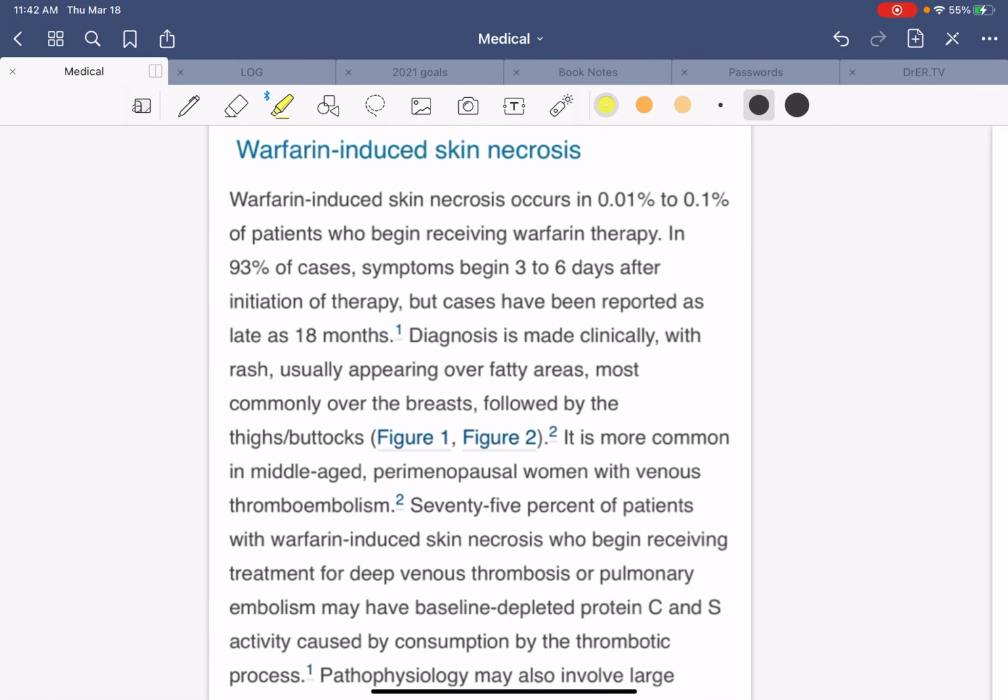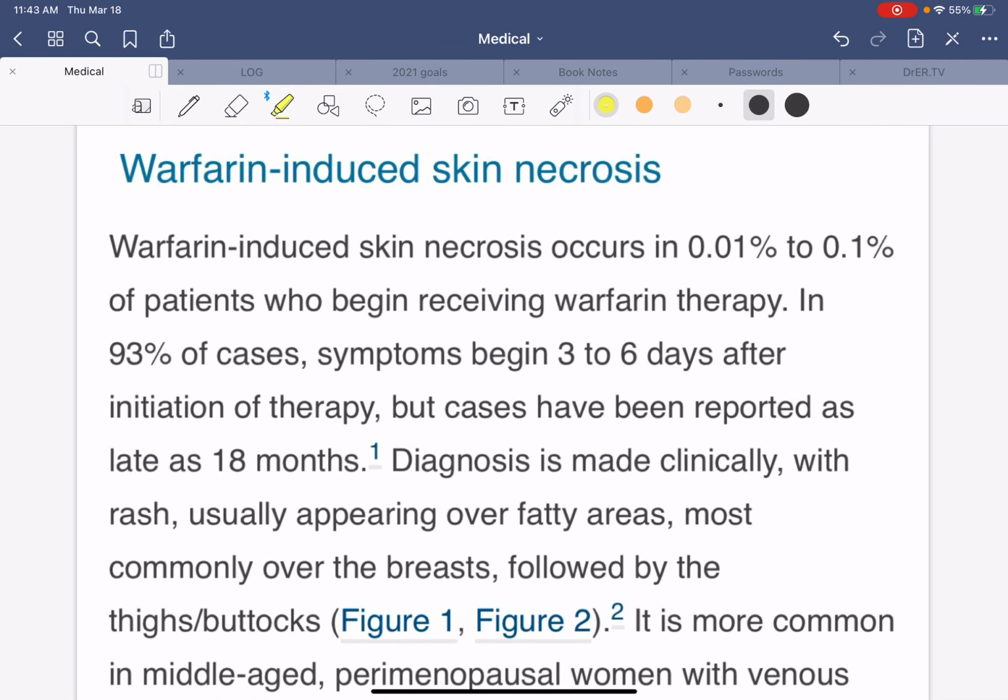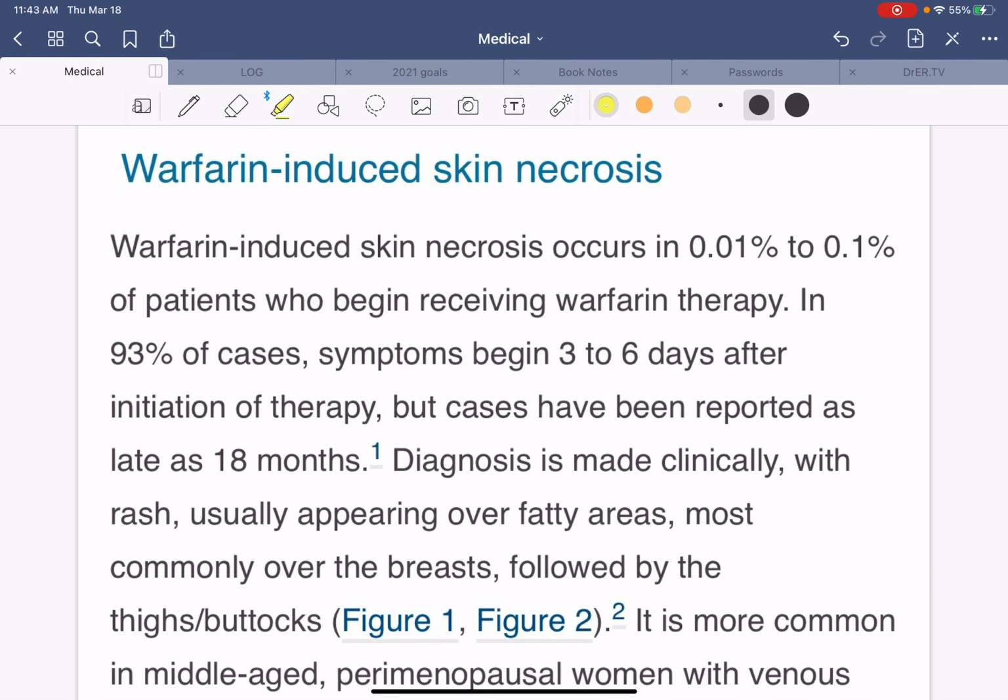So what is the diagnosis? This is actually warfarin-induced skin necrosis. Skin death. Necro means death. So warfarin-induced skin death. It occurs very, very rarely, 0.01% to 0.1% of patients who begin receiving warfarin therapy. That means if 1% is 1 in 100, 0.1 is 1 in 1,000 patients. That's still pretty considerable because we send a lot of people home on warfarin. So it still could be a number of people who have warfarin-induced skin necrosis.